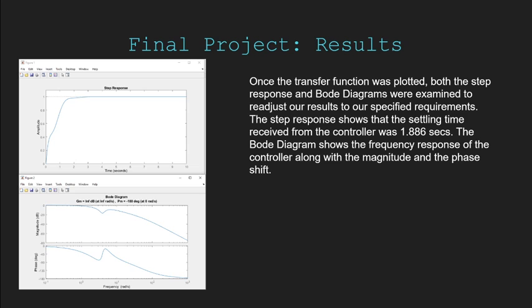So here is our step response graph and our bode diagram. Once the transfer function was plotted, both the step response and the bode diagram were examined to readjust the results to our specified requirements. The step response shows that the settling time received from the controller was 1.886 seconds. The bode diagram shows the frequency response of the controller along with the magnitude and the phase shift.